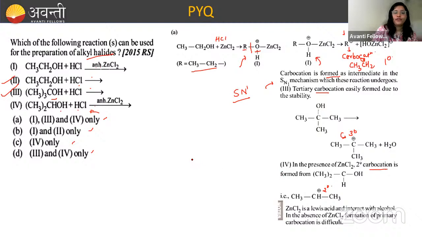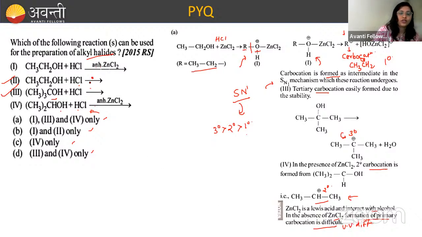If this reaction is SN1, then we know that tertiary is more reactive than secondary, which is more reactive than primary. For primary, the reaction will take place very, very slowly. Here, due to the presence of ZnCl2, which acts as a Lewis acid and interacts with the alcohol, it forms a very good carbocation. But in absence of ZnCl2, formation of a primary carbocation is very, very difficult. Means there is no formation of carbocation when there is no ZnCl2.